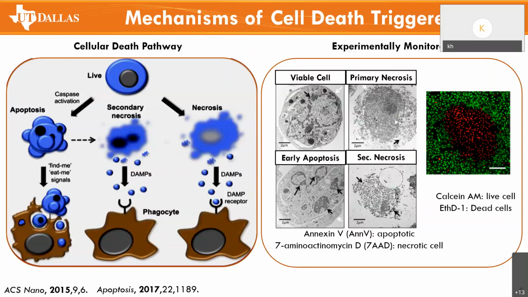But if the phagocytes do not rapidly clear an apoptotic cell, it can also experience loss of membrane integrity and release its intracellular content, including DAMPs. And this process is known as secondary necrosis. That is here.